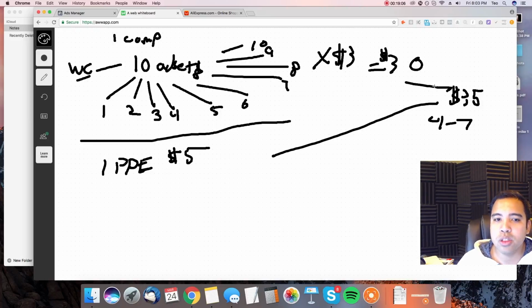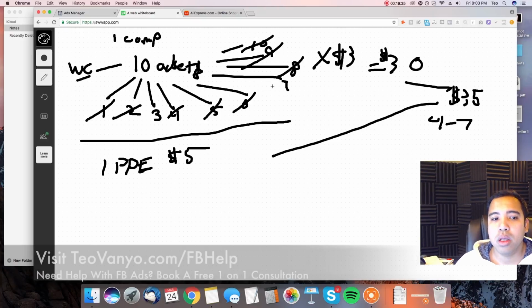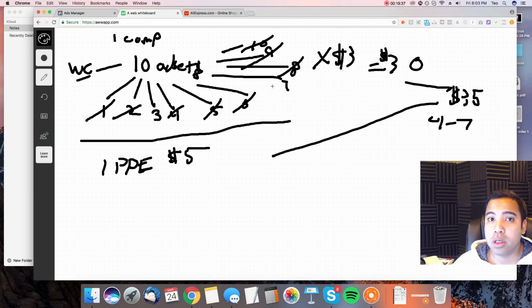So you spend it for 4 to 7 days, and you find out which interests are working. For example, if this interest is not working, I shut it off. This one doesn't work, I shut it off. This one works, I keep it on. Typically what you'll find is that about 5 to 10% work. Now we're actually at 20% here, so we have 2 ad sets that are actually working.